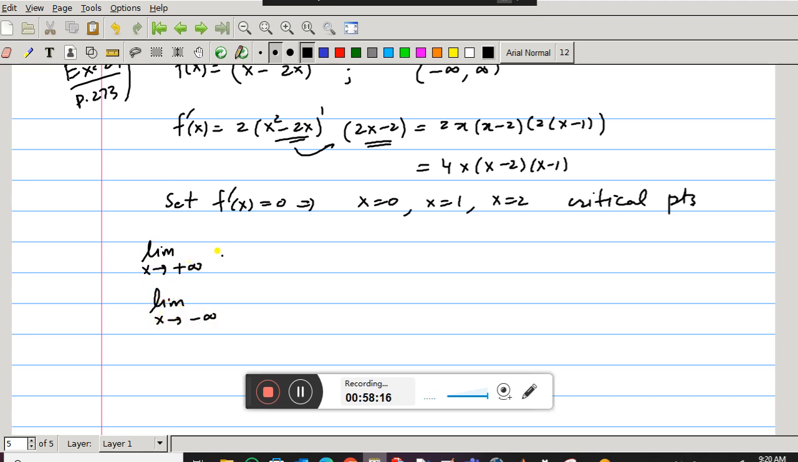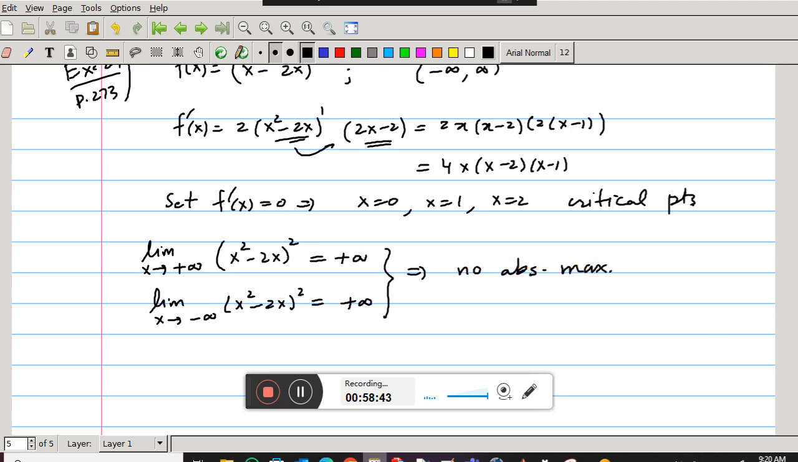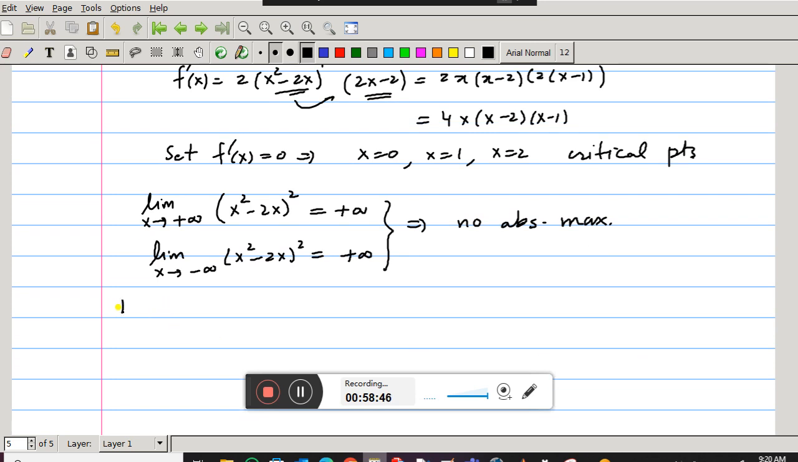This is important now. So at plus infinity, my function is x square minus 2x square, right? So it will only give me positive infinity because it's a square, it's always positive. So both will give me positive because the whole square is there. So it is plus infinity. It means there is no absolute maxima. But for minima, for absolute minima, I will calculate f at critical points.